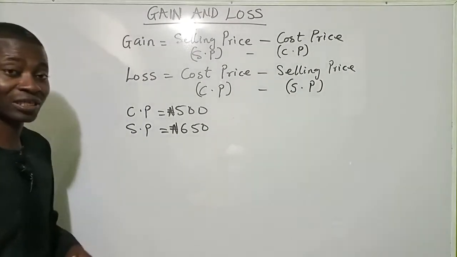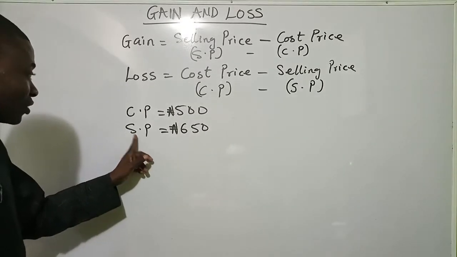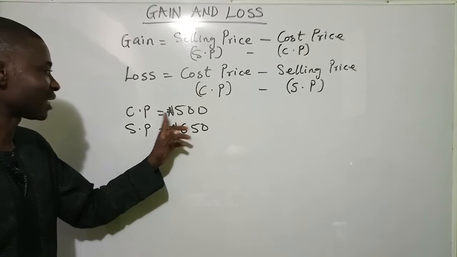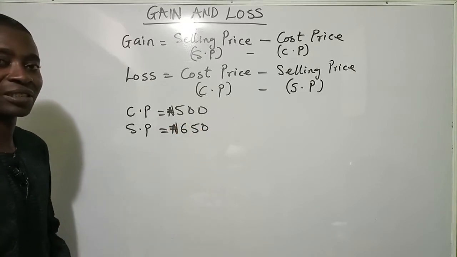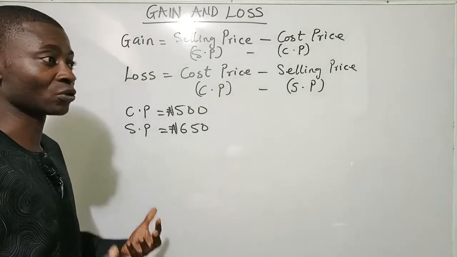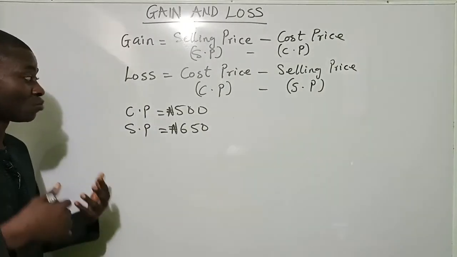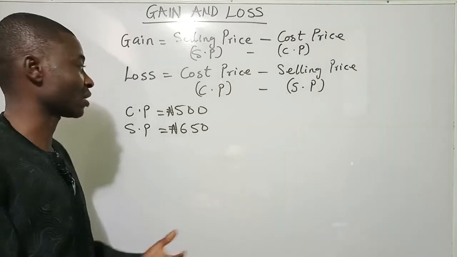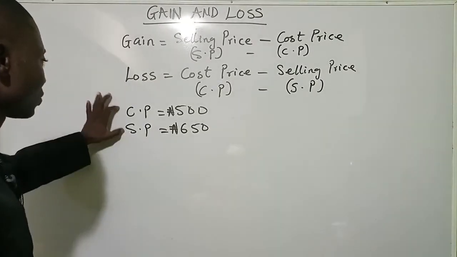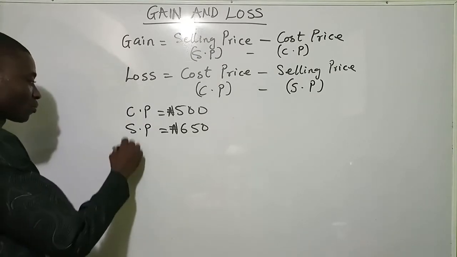Why would you say that? Because if you look at it, Mr. Joshua sold that article higher than the amount that he purchased it. Remember from what you just heard about the meaning of gain: you make gain when you sell a particular article higher than the amount you purchased it from the market. So in this question, let's calculate the gain or the profit.